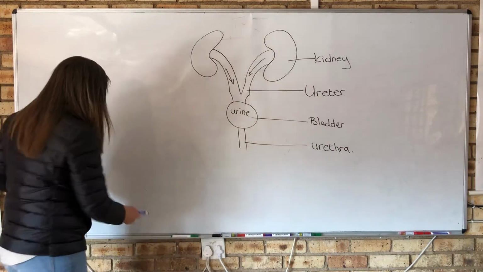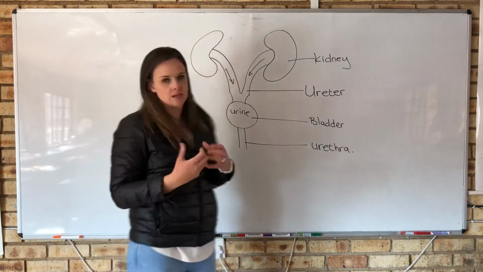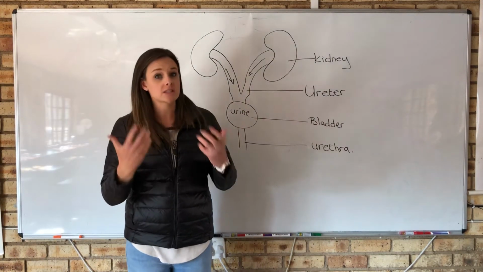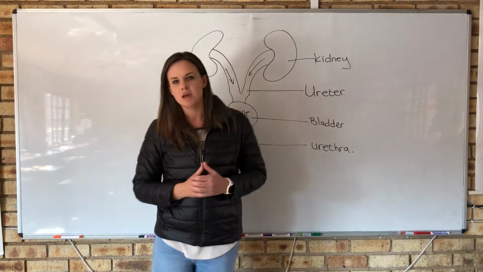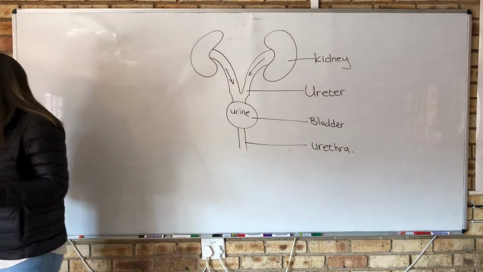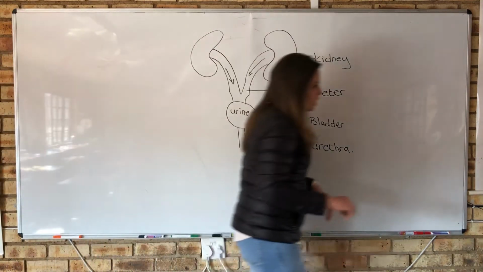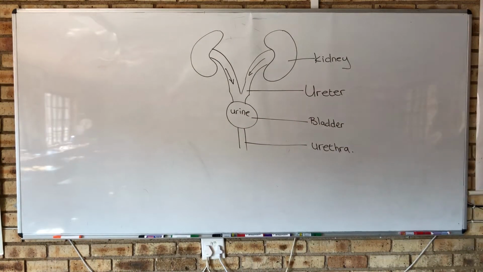Okay, and so the purpose of the kidney is to basically eliminate waste. That's what the whole excretory system is responsible for. It's the elimination of waste and the production of urine. We need to get rid of this waste because it is toxic.